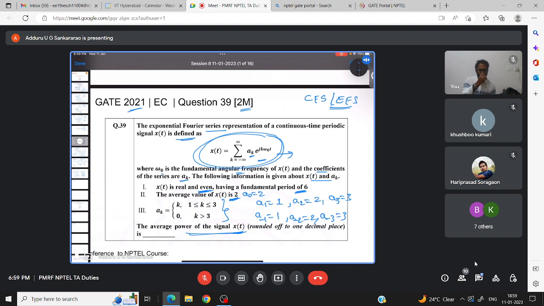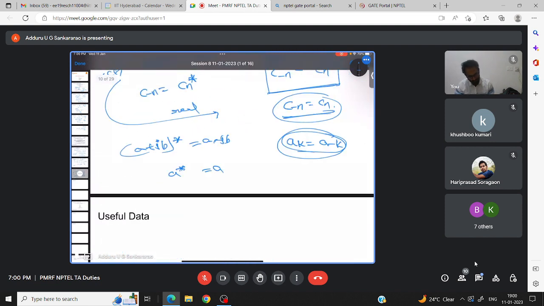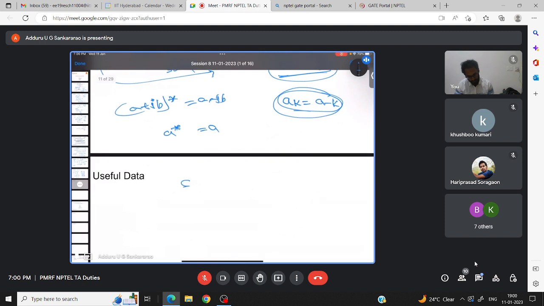So the only thing you need to know is when the signal is real and even, then coefficients Cn equal to C minus n. This only we need to know. So when real and even, the power I can represent how? This Parseval's theorem: sigma k equal to minus infinity to plus infinity AK square, this is the power. This can be represented as A naught square plus 2 into sigma k equal to 1 to infinity AK square. Same thing, if it is real and even.